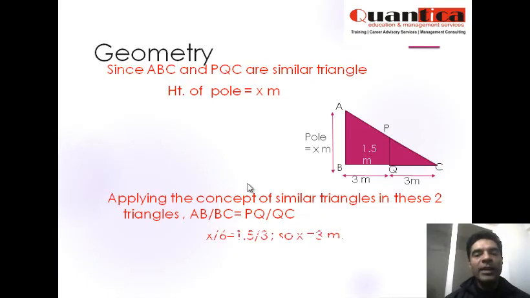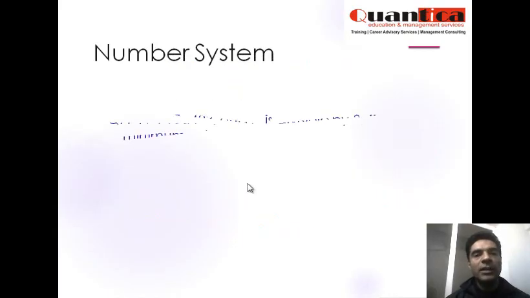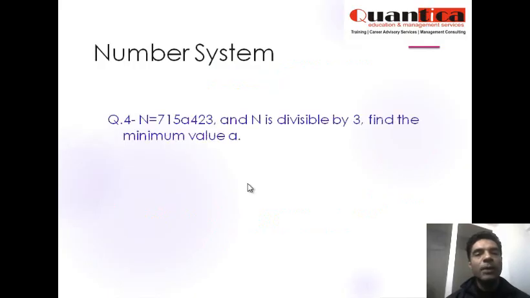Now you simply need to plug in the values in this formula. AB is nothing but the height of the pole, which is x, divided by BC, which is 6, equals PQ, the height of the man, which is 1.5, divided by QC, which is 3. That will give you the value of the unknown x, the height of the pole, which comes out to be 3 meters. So this is also an achievable question if you were able to apply the concept of similar triangles. Similarly, let's move on to the next question, which was from the number system.